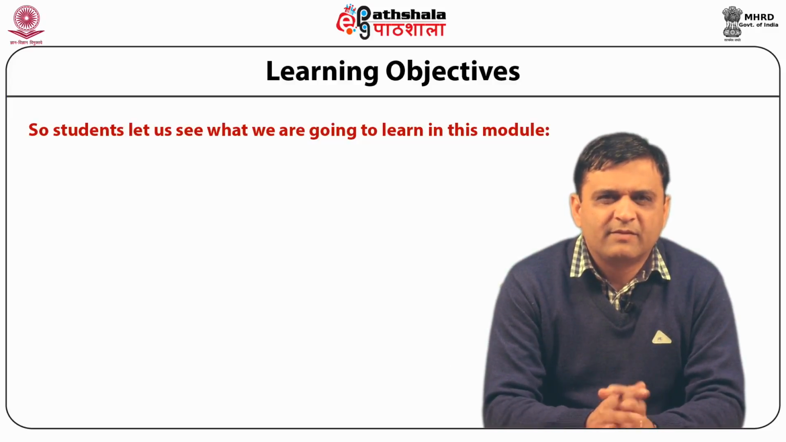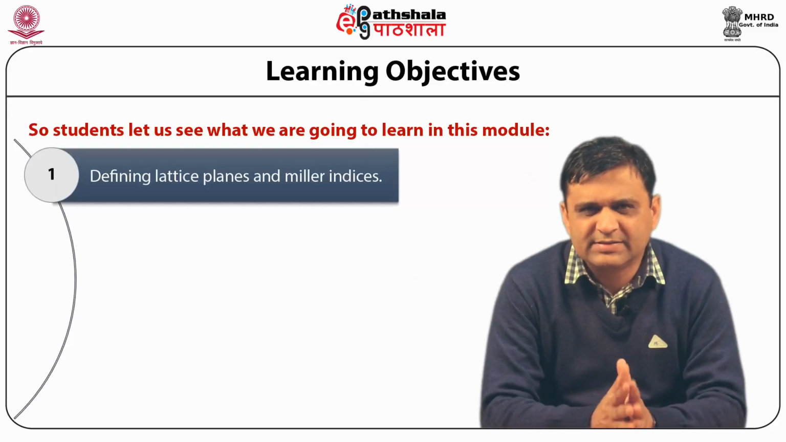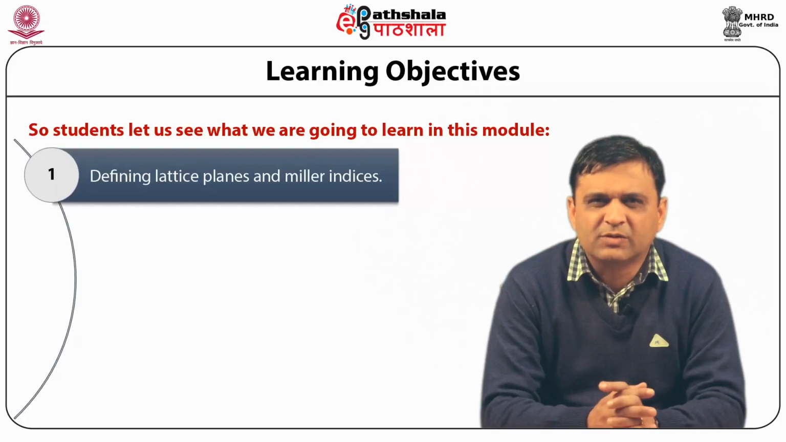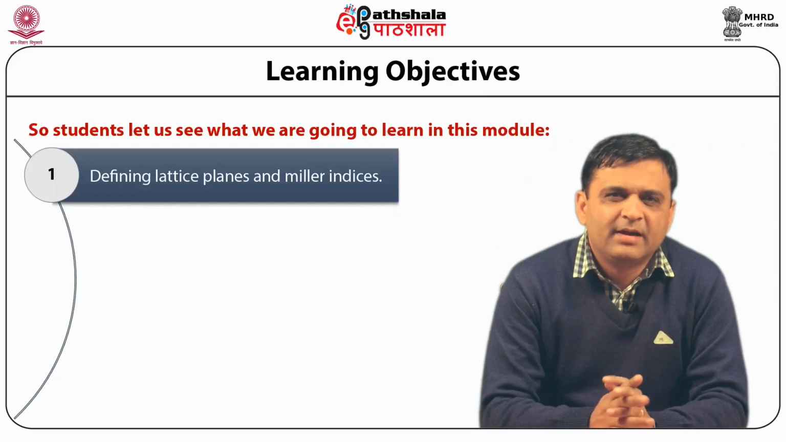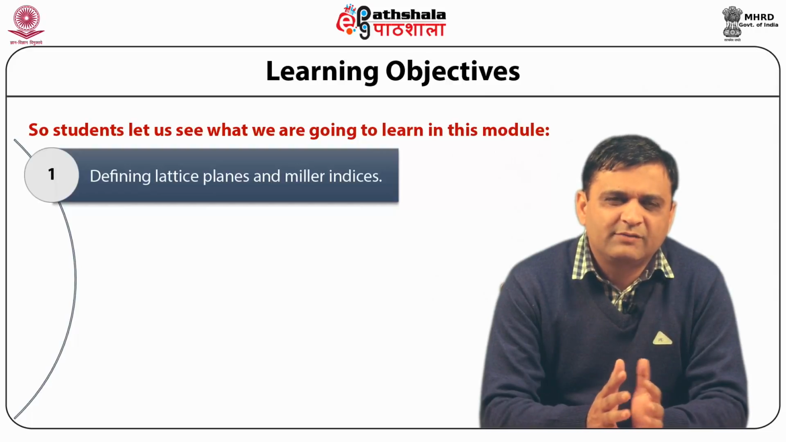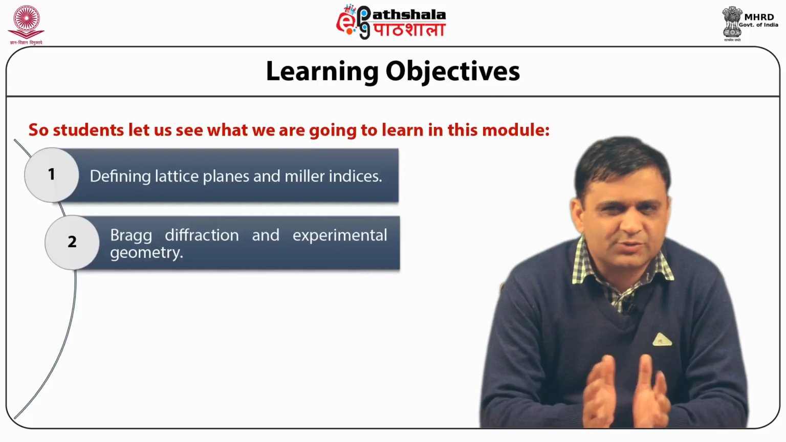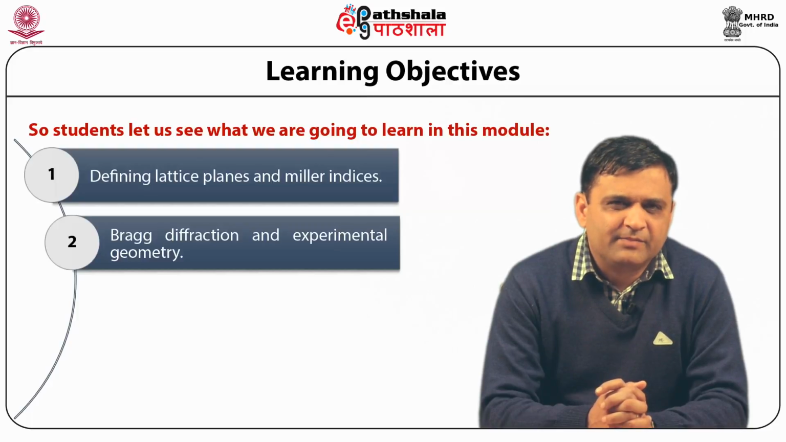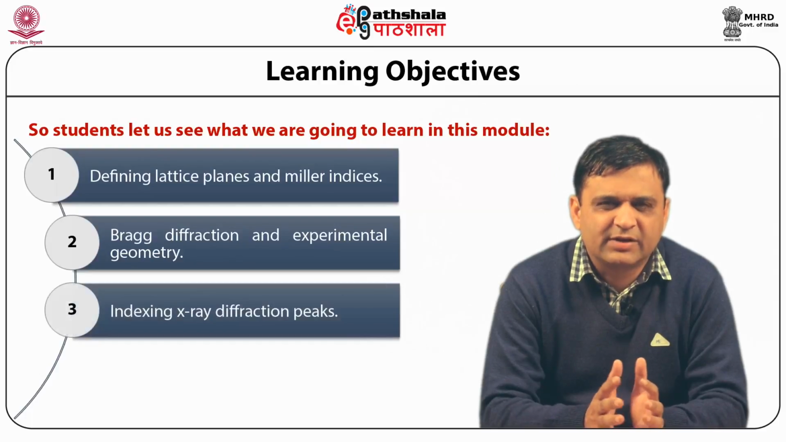First we are going to define crystalline materials in a different way, in terms of lattice planes and how to identify these lattice planes. That is all about Miller indices. After that we shall talk about Bragg diffraction and its associated geometry. And next we shall talk about how to index an X-ray diffraction pattern.